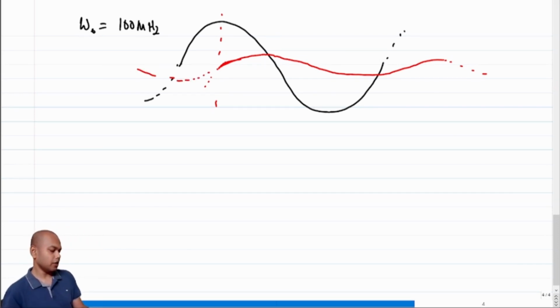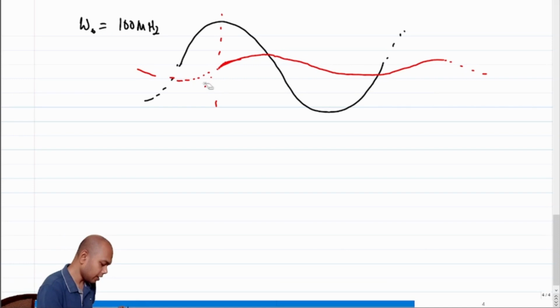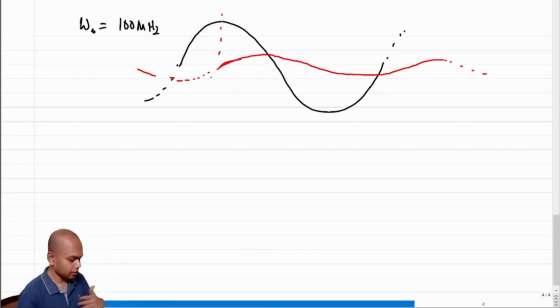Okay, so you get the idea, right? So this is 90 degree delayed and reduced in amplitude, right? So this phenomena of different delay and different amplitude will be of a lot of interest as we move forward when we talk about stability of feedback systems.